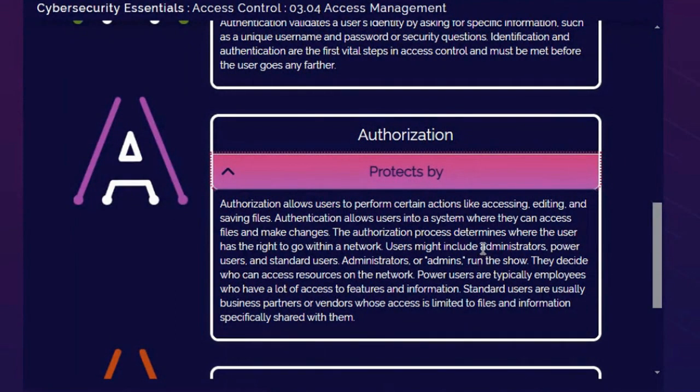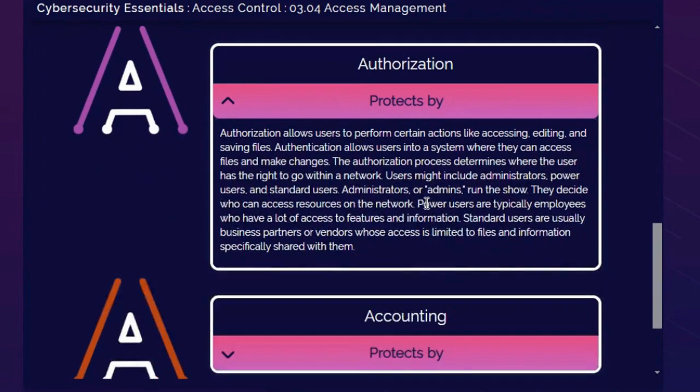Users might include administrators, power users, standard users. So the administrators or admins, they run the show. They can generally access everything and they are able to set everyone else's access. They decide who could access resources on the network. Power users are typically employees who have a lot of access to features and information. The standard users are usually just business partners or vendors whose access is very limited. It's just limited to files and information specifically dealing with the business they do with the company, whatever's shared with them. Where the power users can look at several different vendors and business partners' information.